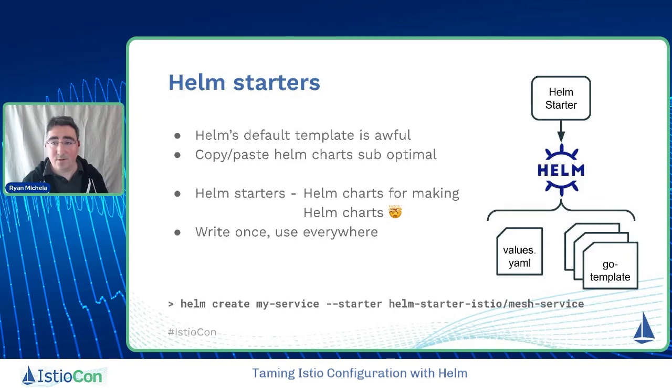According to Helm's documentation, you create a new chart using the Helm create command. But in my experience, the default Helm chart is simultaneously overcomplicated and underexpressive. It does little to shield you from the underlying complexity of Kubernetes, and it knows nothing about Istio. Now, you could copy your charts from one service to another as needed, but copy-paste is suboptimal and brings along a lot of baggage. Luckily, Helm comes with a barely documented feature called the Helm Starter.